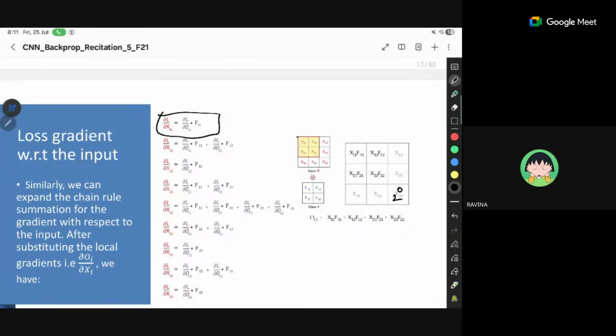So this will contribute 2 times 0, which is 1. This will contribute 2 times 1. This will contribute 2 times 2. This is also 1. 2 times 0. Okay, so this many times it will contribute. So this many should be there in the back propagation algorithm, right?